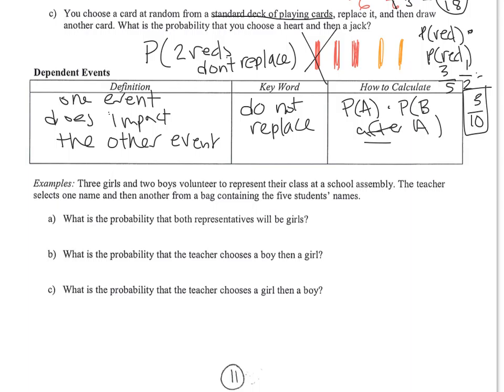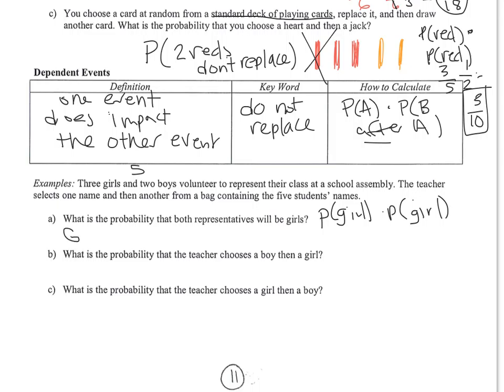Let's do an example down here. 3 girls and 2 boys, so 5 total, volunteer to represent their class at a school assembly. The teacher selects one name and then another name from a bag containing the 5 students' names. So this is when you're taking out a name but you're not replacing it. What is the probability both representatives will be girls? So you do the probability there's a girl times the probability there's a girl after a girl's been taken out.